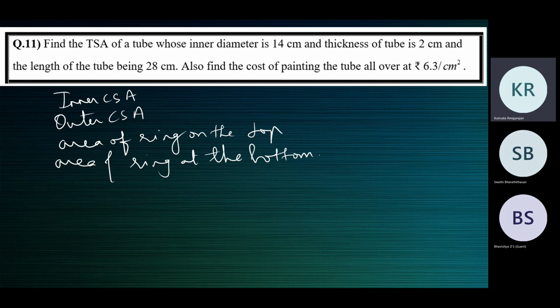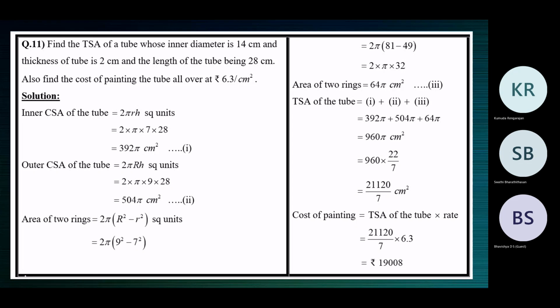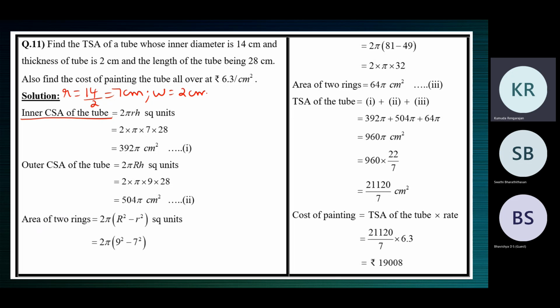So see here how to calculate. See here, children, please listen to me. Inner CSA of the tube. So you have written all the values, children. Let me write that for you. Inner radius is equal to 14 by 2, 7 centimeters. Then W is equal to 2 centimeters. And capital R is equal to small r plus W, which is 7 plus 2, 9 centimeters. And the height is 28 centimeters.